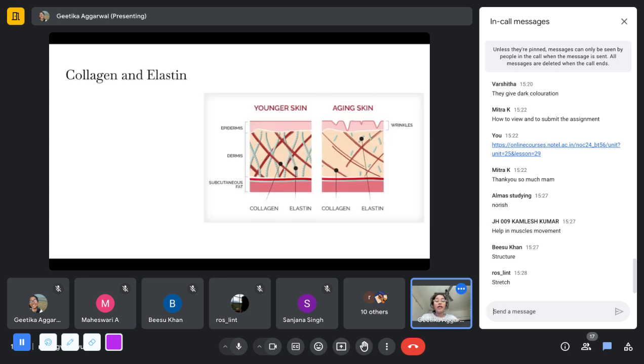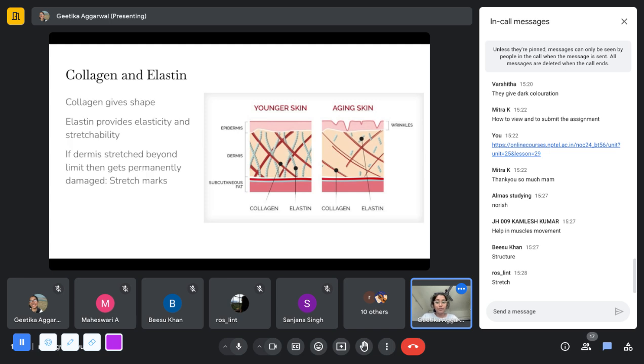When we are younger, there is a lot of collagen and elastin present, and it keeps the skin in place. As we get old, these collagen fibers get disrupted, or they begin to break down, and that is what leads to a wrinkly appearance in old skin. Collagen gives shape, as you mentioned, it provides structure, and elastin, as the term suggests, provides elasticity and stretchability. And if the dermis is stretched beyond a particular limit, then it gets permanently damaged. That can lead to wrinkles, or it can lead to stretch marks.